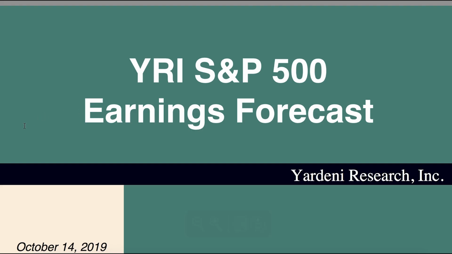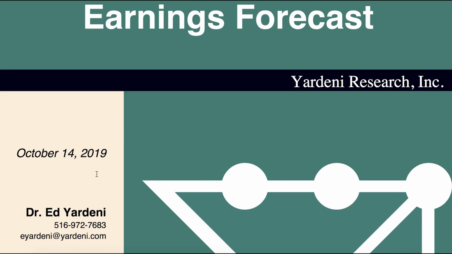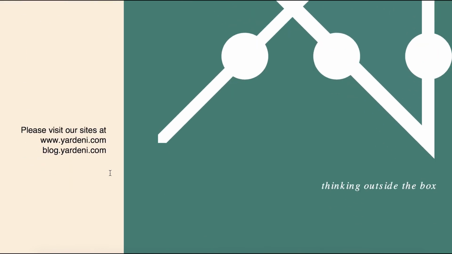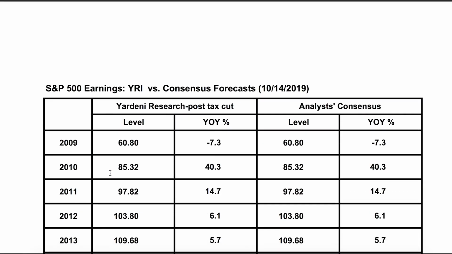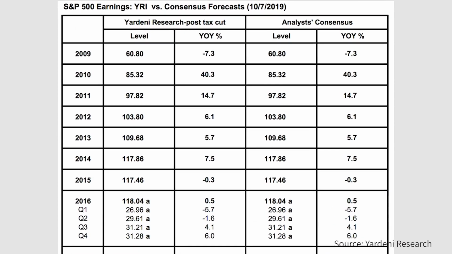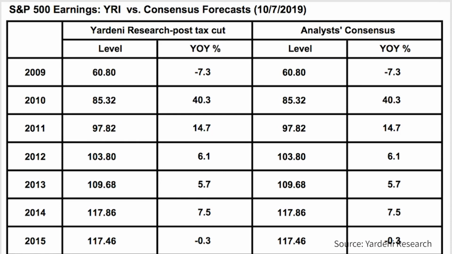It brings us to a PDF report that says the S&P 500 earnings forecast. Let's check the date to make sure it's relatively recent, October 14, 2019. It is. If we scroll down, you will see what they have listed here. So here's the chart from the report we want to focus on. If you look a little bit closely, the table is divided into two major sections. The first is the Yardeni research data. The second is the analyst consensus data.